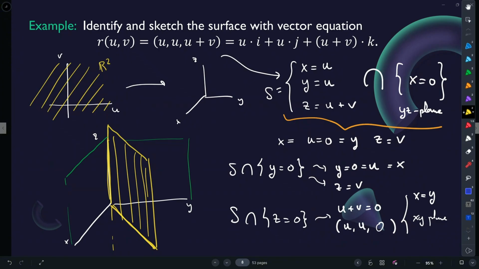Okay, so that is what's being parametrized. That is the plane. Do you have an equation for that plane? This is just the plane x equals y in 3D. In 2D, that's a line, but in 3D, x equals y gives you exactly that plane. So this parametrizes a plane that is diagonal, passing through the z-axis.